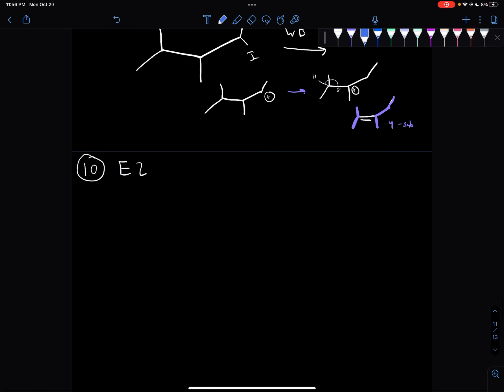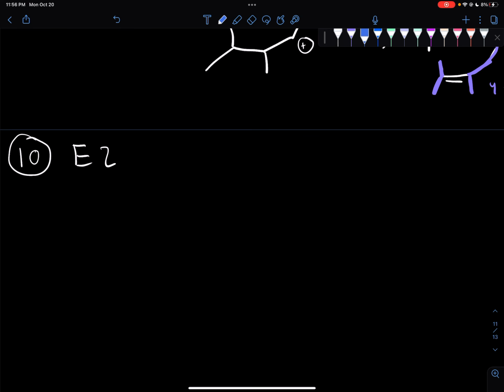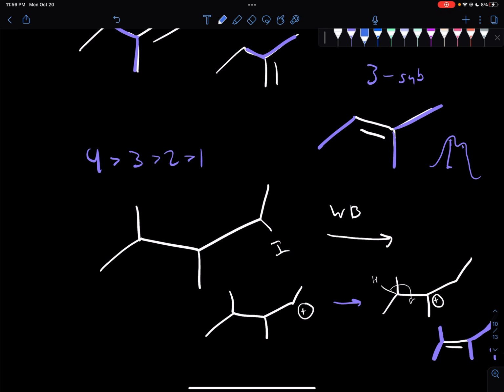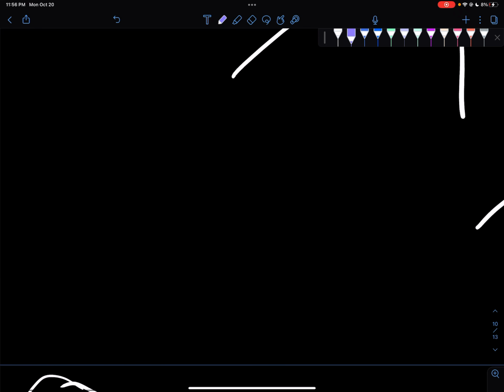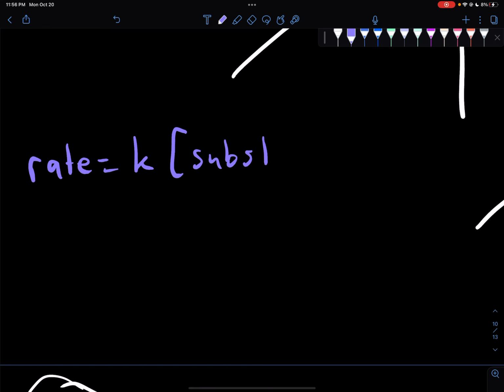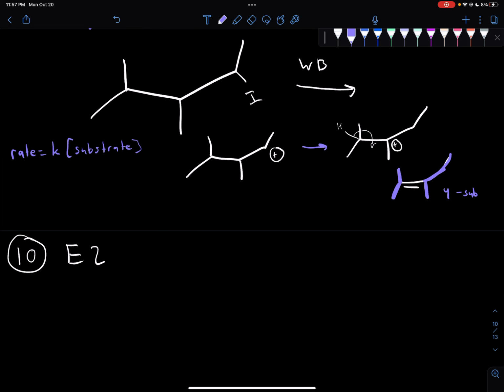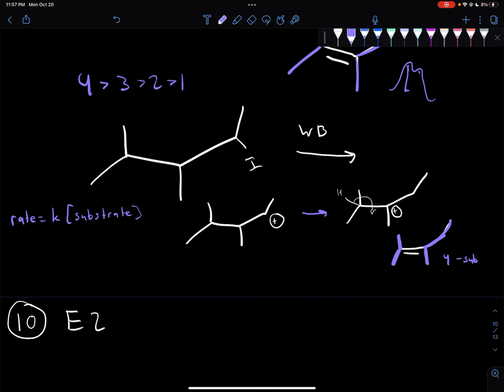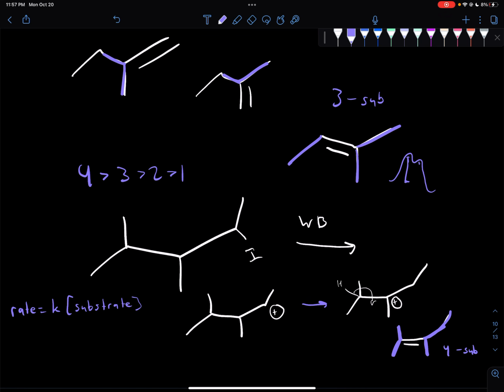For E2, you're going to usually have, oh, my fault, guys. For E1, let's just write it. I think you should understand this by now, but the rate is just k times substrate again. So it doesn't really matter what base you have. You're just looking at the substrate. And so a lot of steric hindrance is fine because you're just forming the carbocation and ultimately a double bond.